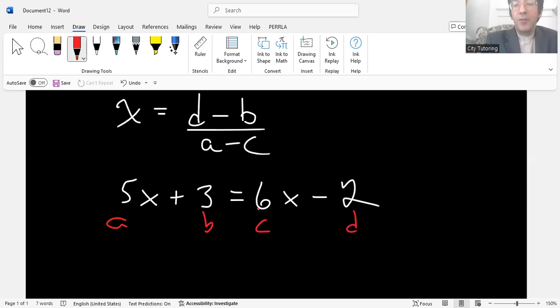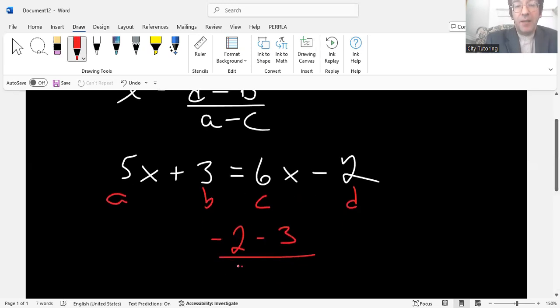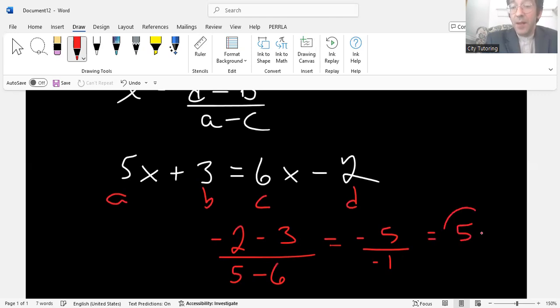So now all I have to do is negative 2 minus B. Well, in this case, it's plus 3, but it's minus 3 then. Switch the sign, basically. Divided by 5 minus 6. Negative 2 minus 3 gives you negative 5. 5 minus 6 is negative 1. Negative 5 divided by negative 1 is positive 5. Done. Less than 10 seconds. X is equal to 5.